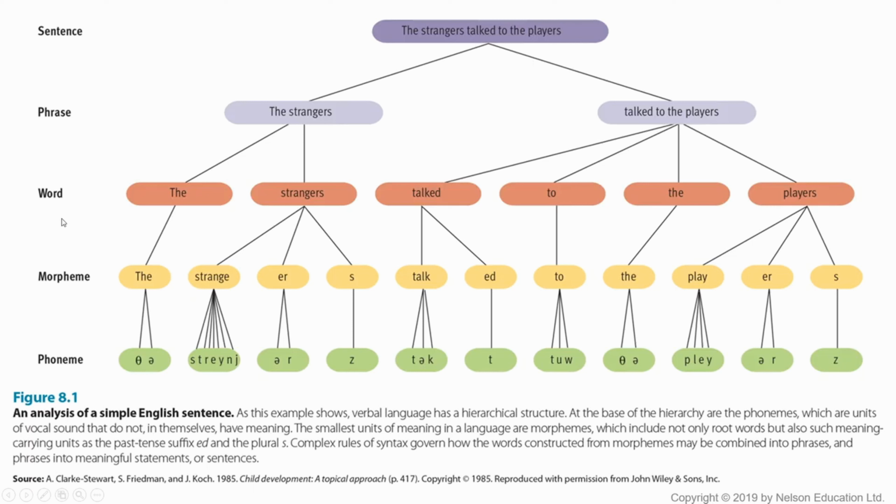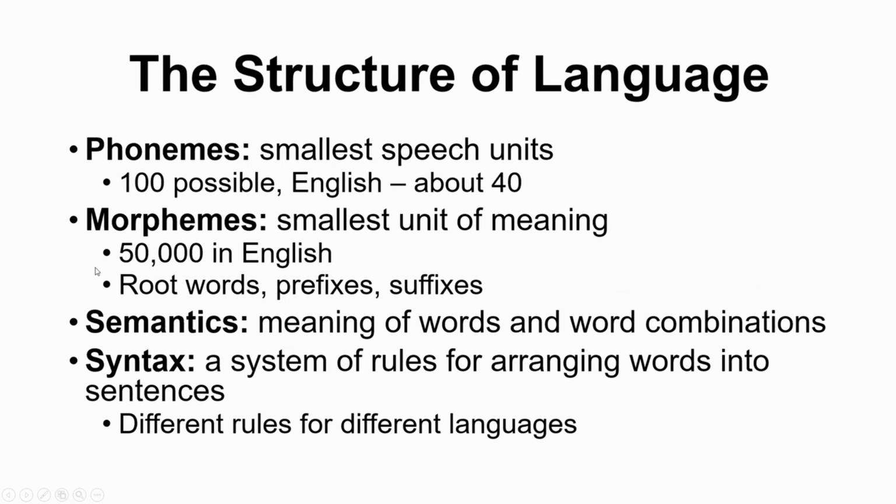From words we go to phrases. Putting words together into phrases, and then we can put phrases together into sentences. So this is our whole structure of language. But we can also talk about syntax, which is the system of rules that we use for arranging our words into sentences. Different languages will have different rules for their syntax. Do they put verb or subject first in a sentence? That will depend on which language we're looking at.